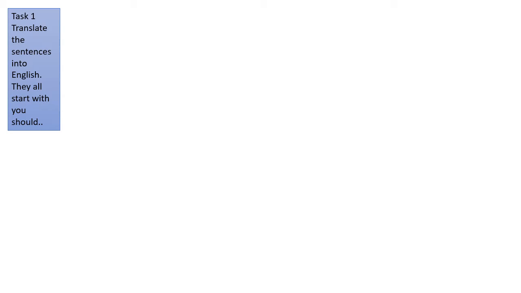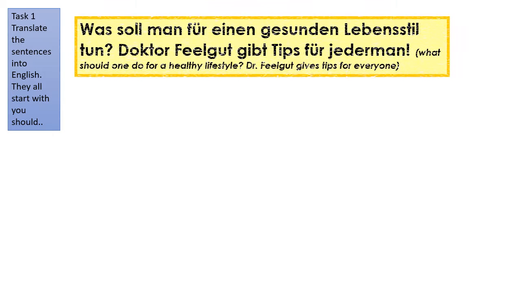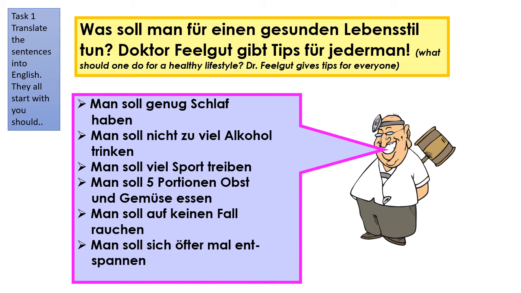For task 1, it's a bit of revision on your modal verbs that you looked at last lesson. So it says, what should you do to lead a healthier lifestyle? And we're going to see if you can translate these tips. Man soll genug Schlaf haben, man soll nicht zu viel Alkohol trinken, man soll viel Sport treiben, man soll 5 Portionen Obst und Gemüse essen, man soll auf keinen Fall rauchen und man soll sich öfter mal entspannen. What I want you to do is to translate them into English. They're all going to start with one should or you should do such and such a thing.